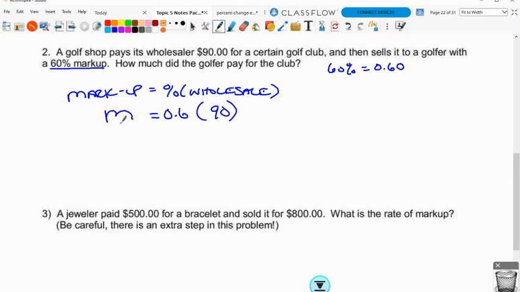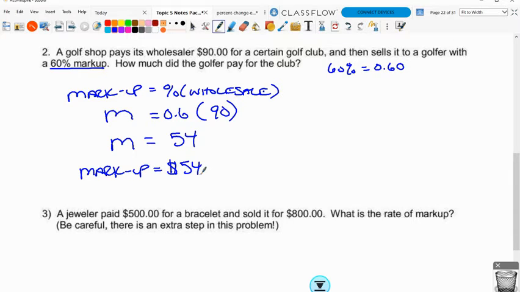So once again, M is all by itself on the left. To get its value, we're going to multiply on the right 6/10 times 90. And when you punch that into your calculator, you're going to get 54. So the markup is $54. And again, this is not how much the golfer is going to pay for it, okay?